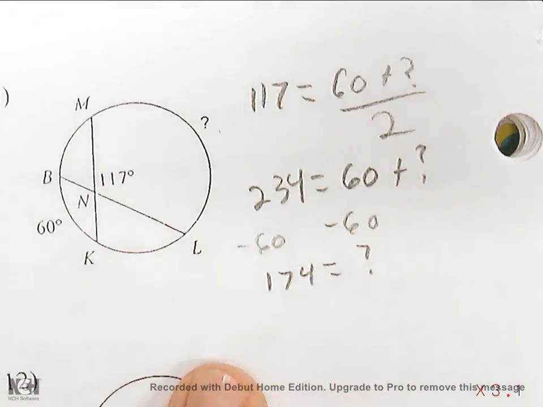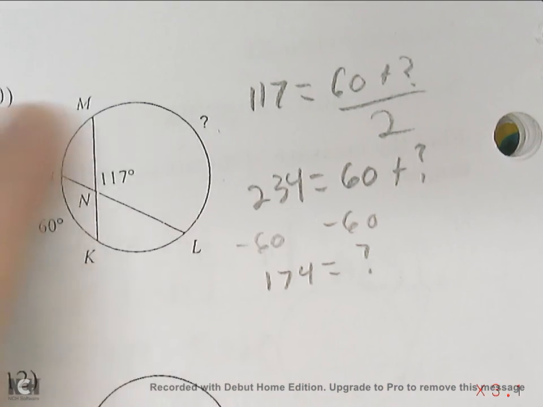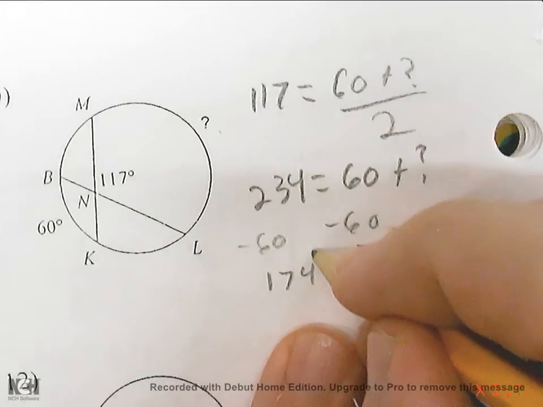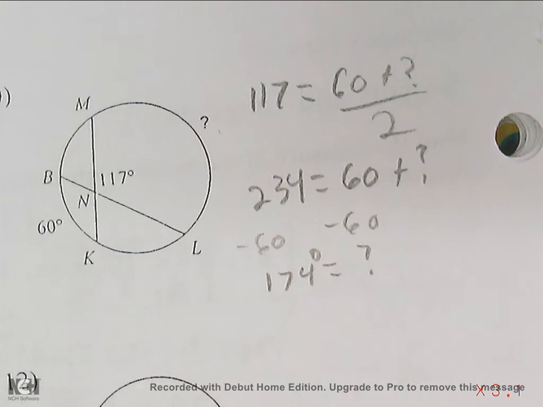So this outside arc, ML, which again looks like most of the circle, is 174 degrees. And that is how you do all these different properties.